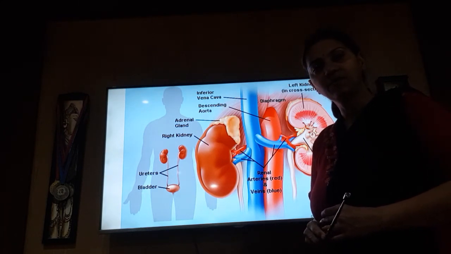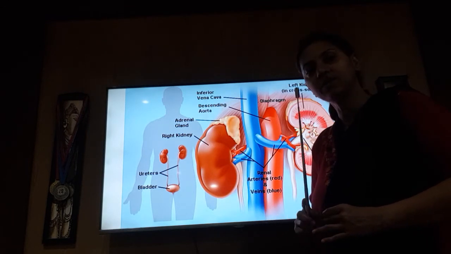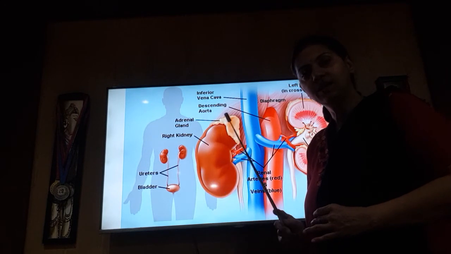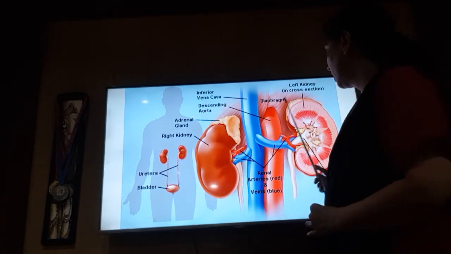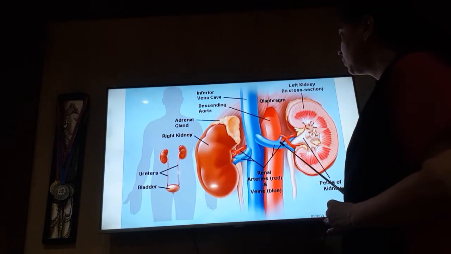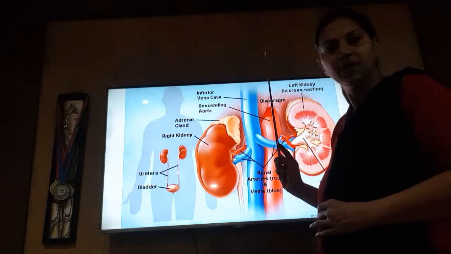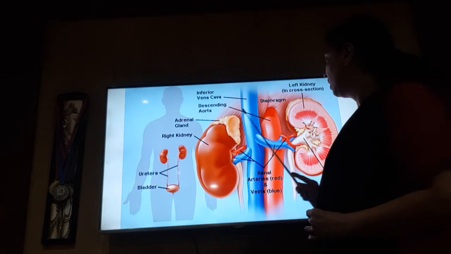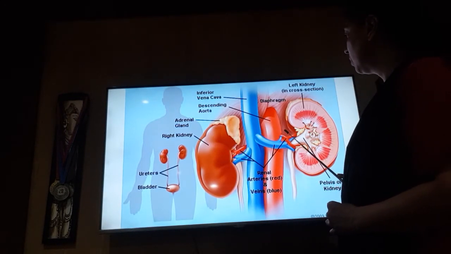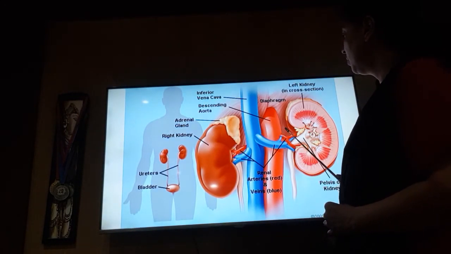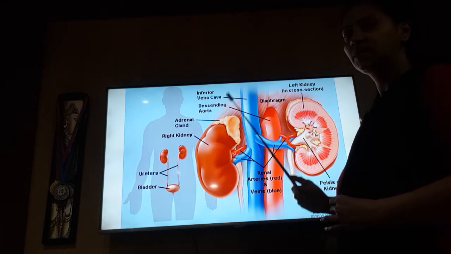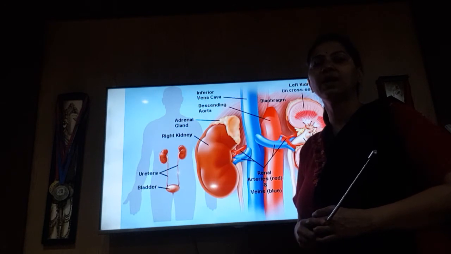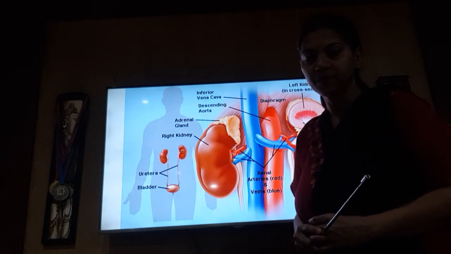And the venous drainage is the reverse, with the same names, in the direction of the flow of blood. We will have to start from the periphery and then reach the renal vein. That is the venous drainage. Lymphatic drainage: here the aorta is present, so near the aorta we have got the para-aortic lymph nodes. So the lymphatics are draining into the para-aortic lymph nodes.